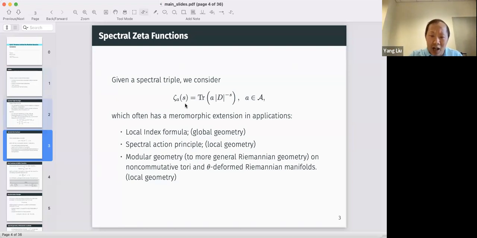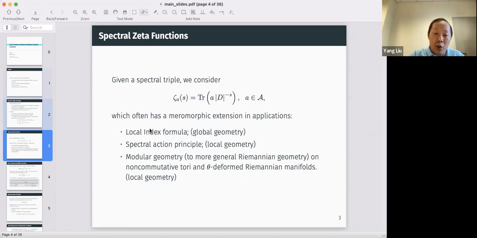Here I would like to mention three big achievements in non-commutative geometry, behind which there is a lot of rearrangement techniques going on, which should be the main topic of my talk.